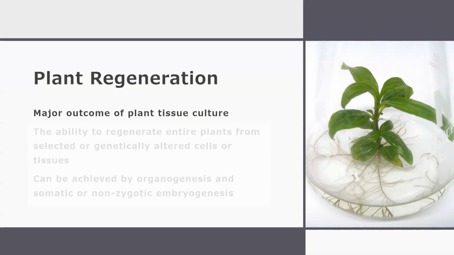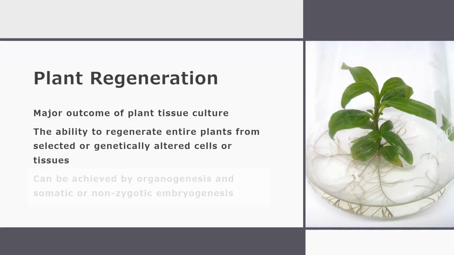Plant regeneration is the major outcome of plant tissue culture, which is based on the principle of totipotency. The ability to regenerate entire plants from selected or genetically altered cells or tissues is the key to the broad biotechnological potential of plant cell cultures. And in vitro plant regeneration is a process in which explants, after undergoing cell division and differentiation, form organs and tissues throughout their growth period.